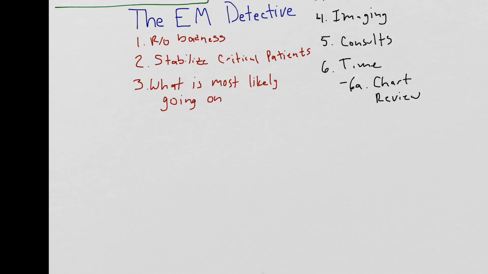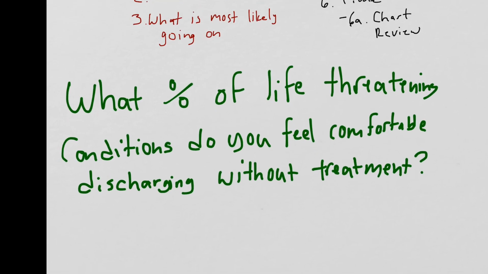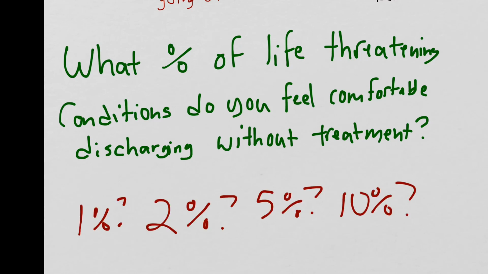Another way to understand how we think is to ask yourself one question. That question is, what percentage of life-threatening conditions do you feel comfortable discharging without treatment or workup? I think everybody's default answer to this is going to be 0. But be honest with yourself. What's your answer? 1%? 2%? 10%? Do you feel comfortable discharging a patient if they have a 10% chance of having a life-threatening condition and dying? In our current medical legal environment, 2% is the closest to the right answer.